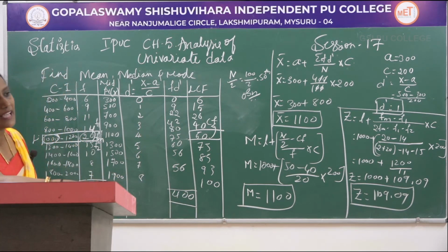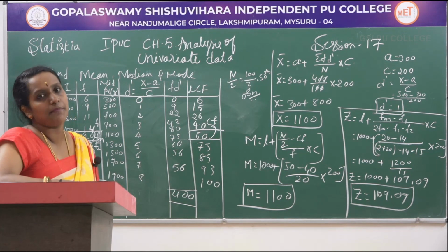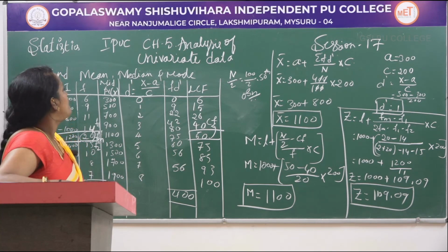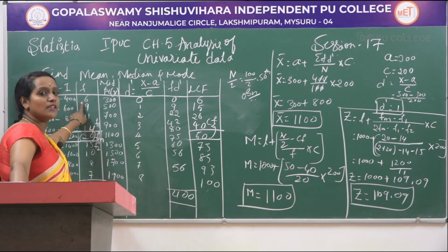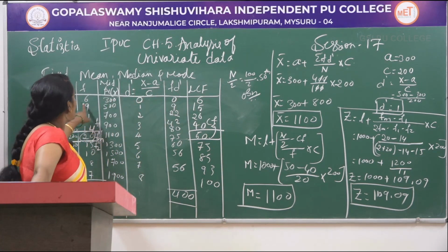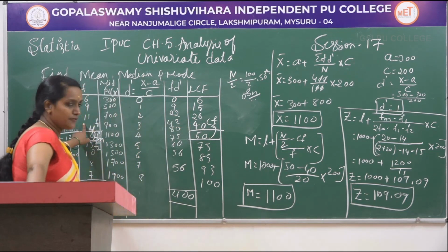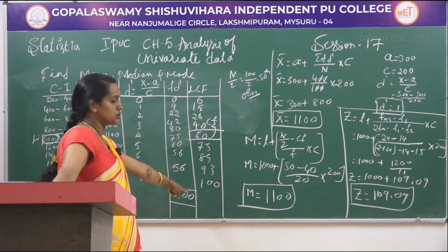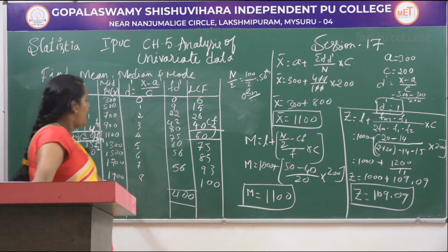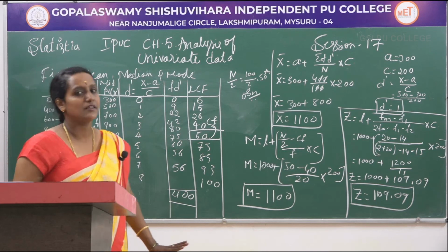Next we have to calculate the median. To calculate the median, the first step is we have to find the LCF. You know how to find the LCF. The first frequency value will remain the same. We have to add this frequency to the next frequency. Next you have to write the sum. To this sum you have to add another frequency. Like that it goes. To cross check, the total n value and the last value in the LCF will be the same, so that your calculation is correct.